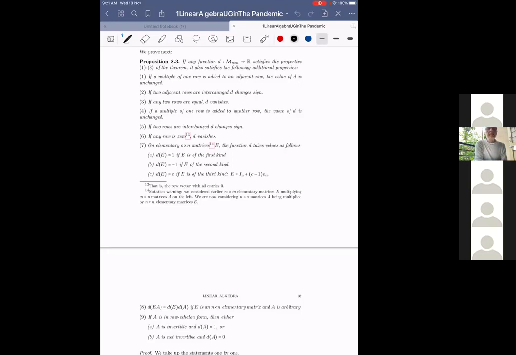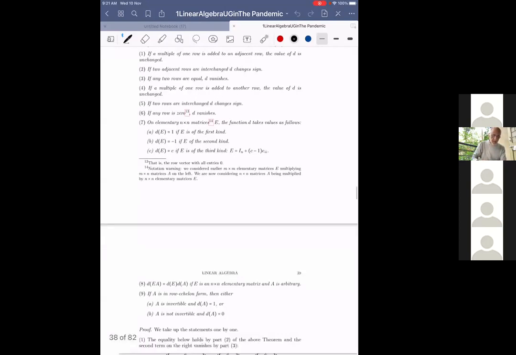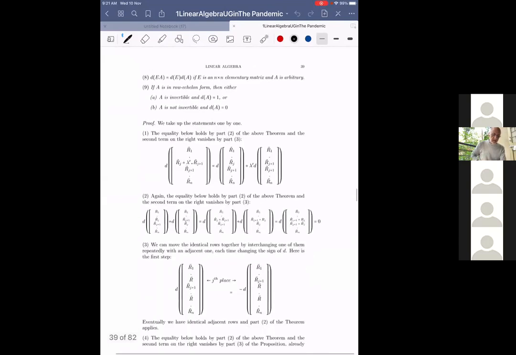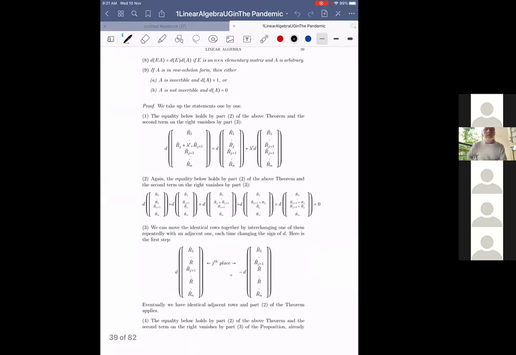And 5 is a strengthening of 2. If two rows are interchanged, D changes sign. And finally, 6 says if any row is 0, D vanishes. Okay, so these are all properties. And actually, I don't think I will prove any of them, but let me just prove one of them.